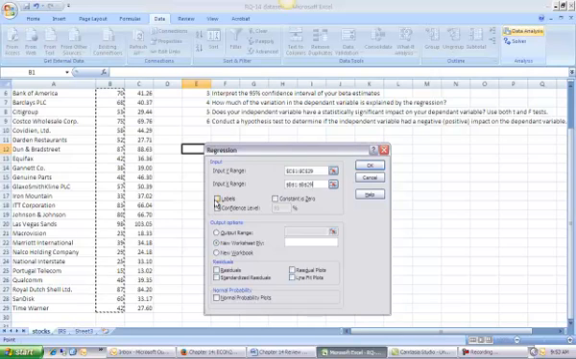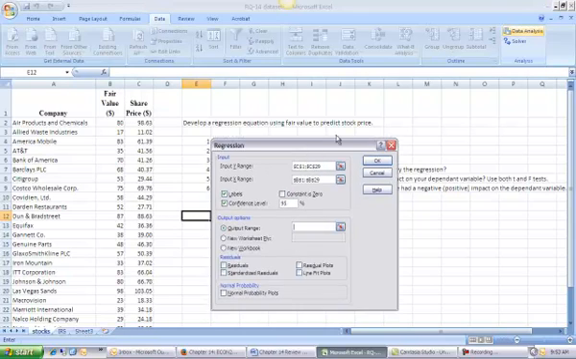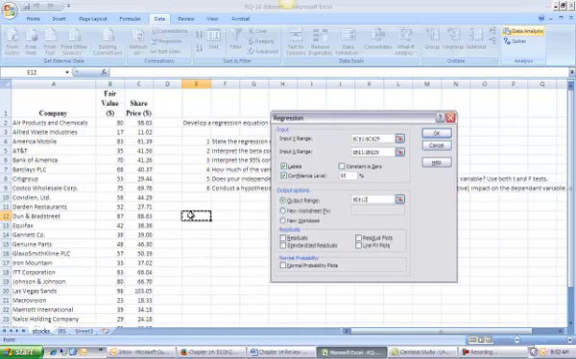I have labels in my first row, so I'm going to check that off. I want a 95% confidence interval. It'll give me that default, but I'll select it anyway. And I would like to put my output on this sheet. So let me click in here and find an option where to put it. That looks good. So I'll click OK.